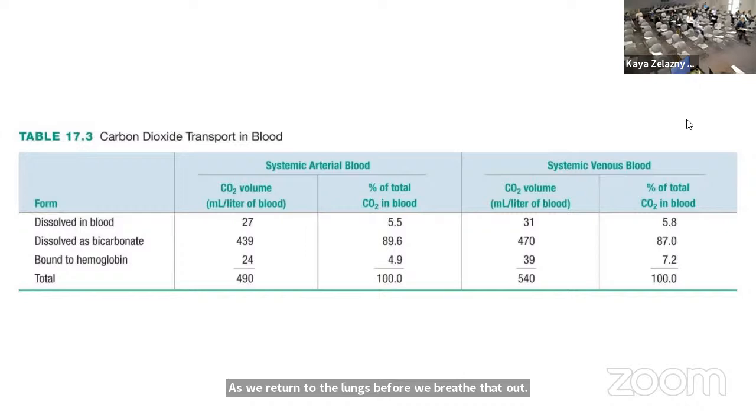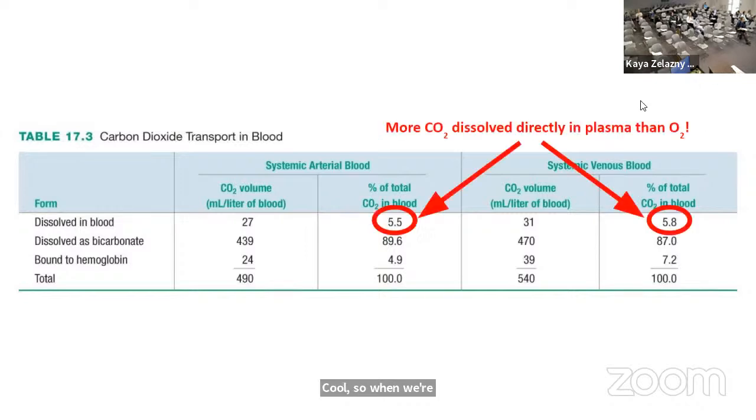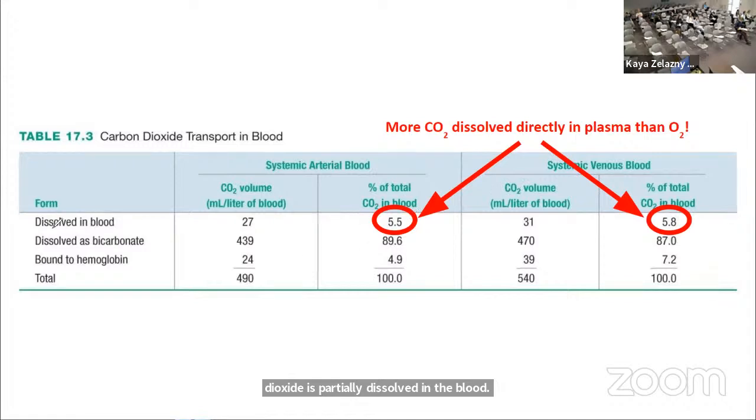When we're transporting carbon dioxide in the blood, we actually have more carbon dioxide dissolved directly in the plasma as carbon dioxide than we do with oxygen. Oxygen is really in the hemoglobin, but carbon dioxide is partially dissolved in the blood. This is breaking down where some of our carbon dioxide is. We had 1.5% as the relevant comparison for oxygen. That's not on this chart.